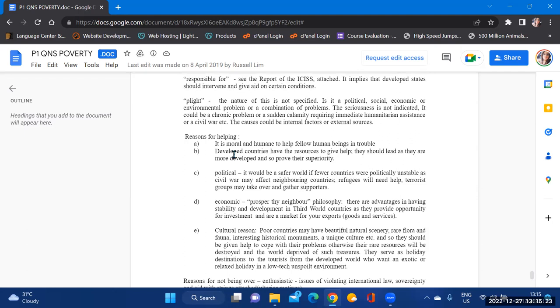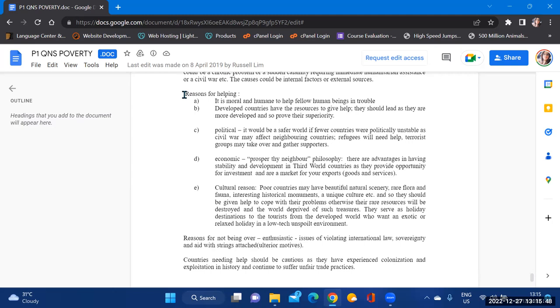Plight. The nature of this is not specified. Is it a political, social, economic, or environmental problem? Or a combination of problems? The seriousness is not indicated. It could be a chronic problem or a sudden calamity requiring immediate humanitarian assistance, or a civil war, etc. The causes could be internal factors or external sources also.